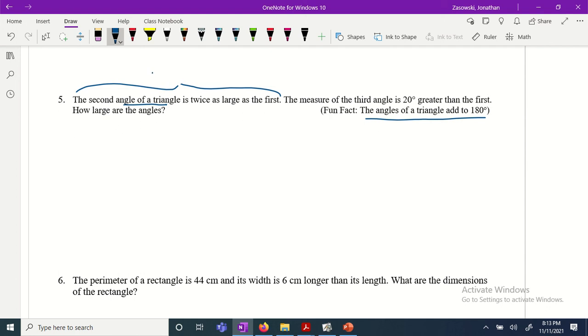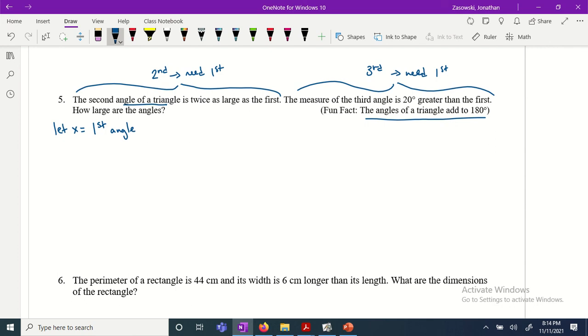So in order to get the second angle, I actually need, right, the first angle. The measure of the third angle is 20 degrees greater than the first. So in order to get the third angle, right, we need the first angle. So I need to know the first angle before I can get all the others. So we're going to use a let: x, okay, equal the first angle.